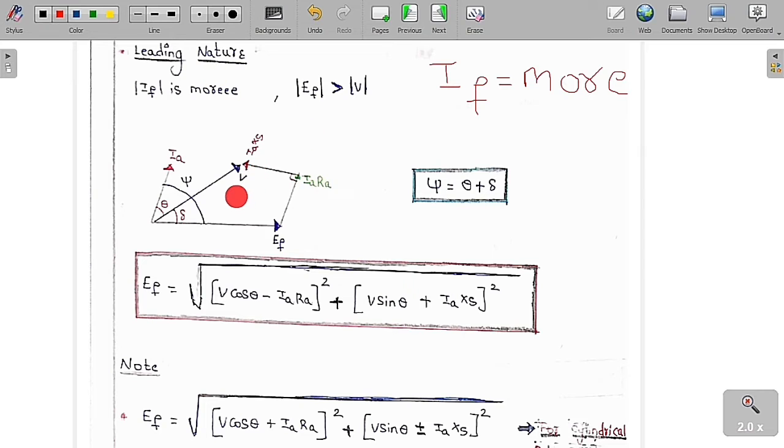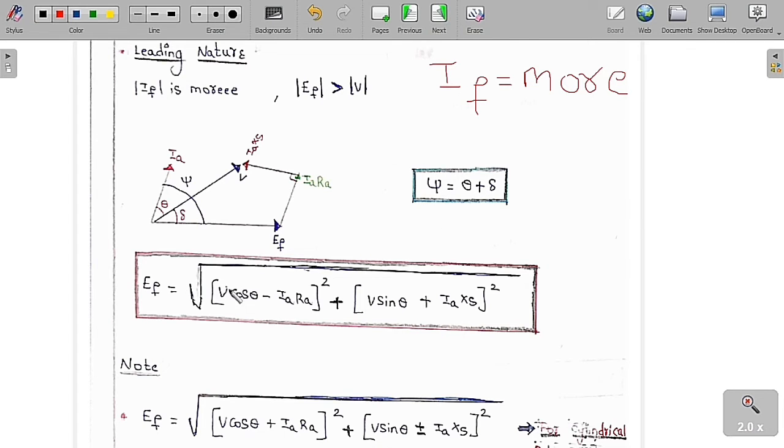Leading nature means the current IA is leading the EF, and lagging nature means the current IA is lagging the EF in the case of the synchronous motor. Whereas in the case of the synchronous generator, lagging nature means the current IA is lagging the terminal voltage, and leading nature means the current IA is leading the terminal voltage. This is a very important point that you always need to keep in mind. For a synchronous generator, leading means IA leads the terminal voltage V, and lagging means IA lags the terminal voltage V. Whereas in a synchronous motor, lagging means IA lags the EF, and leading means IA leads the EF, the induced voltage. This is the concept that you always need to keep in mind.